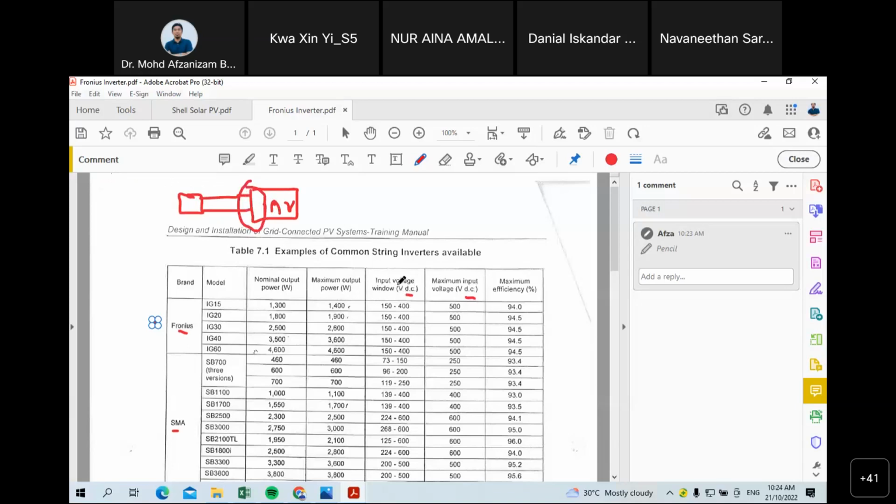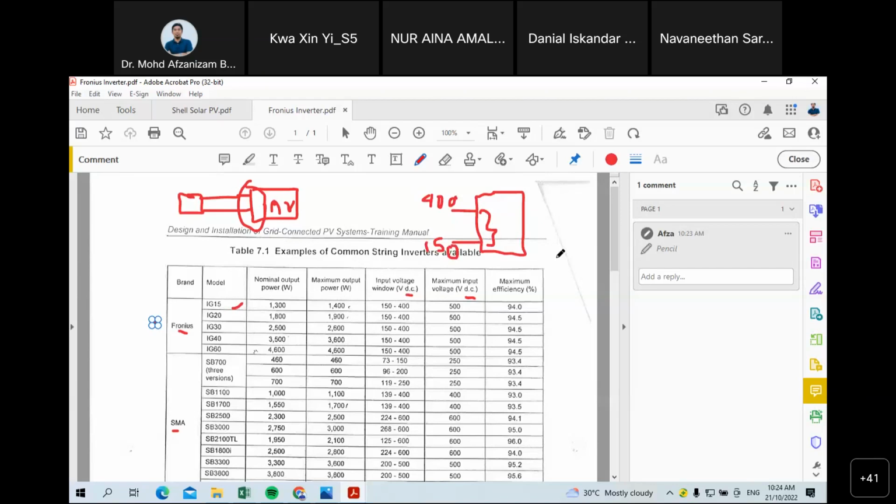So what is the meaning of the window here, guys, for this inverter? Let's say we have this kind of inverter, let's say this kind of shape. Window means, let's say we go for an input voltage window of 150 to 400. This is the window, where the highest is 400 and the lowest is 150. So far okay, guys.